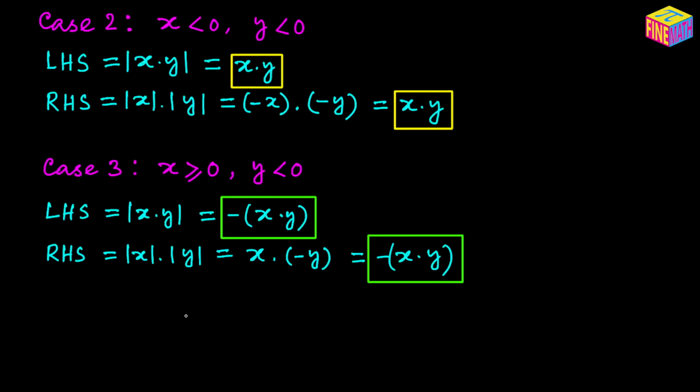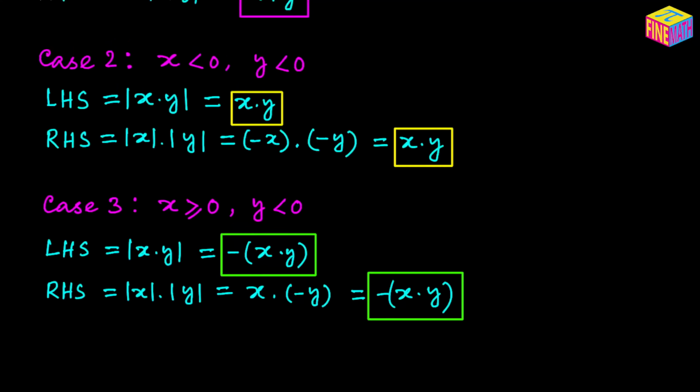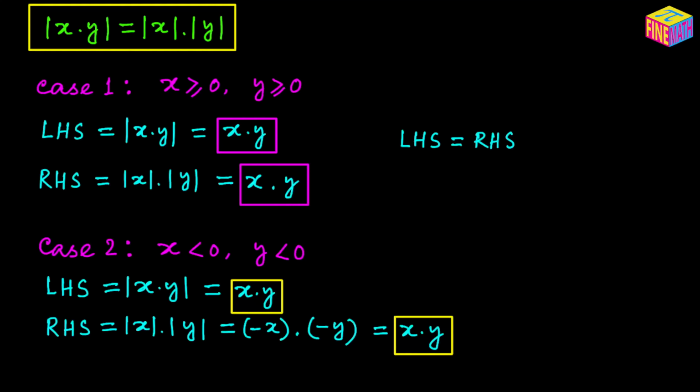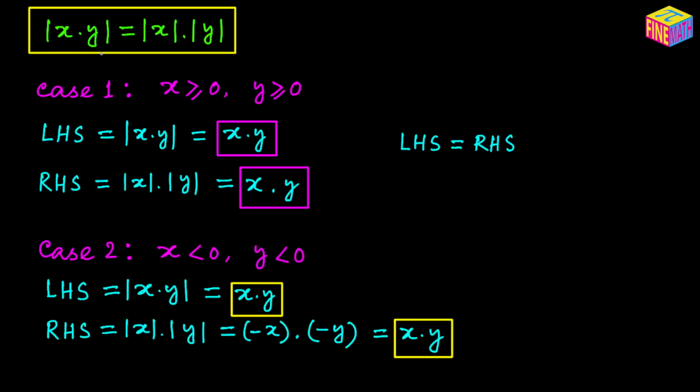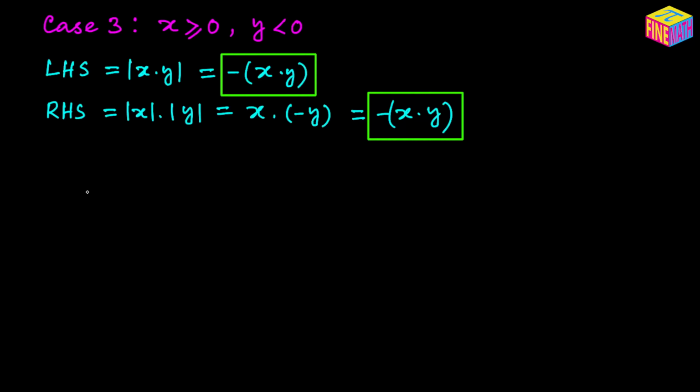So what does that mean? Well, that means that in the third case also, we have been able to prove that the suggested result, which is modulus of x times y is equal to modulus of x times modulus of y, is true. Now let's take the fourth case. Well, in the fourth case, let's take x as negative and y as non-negative.